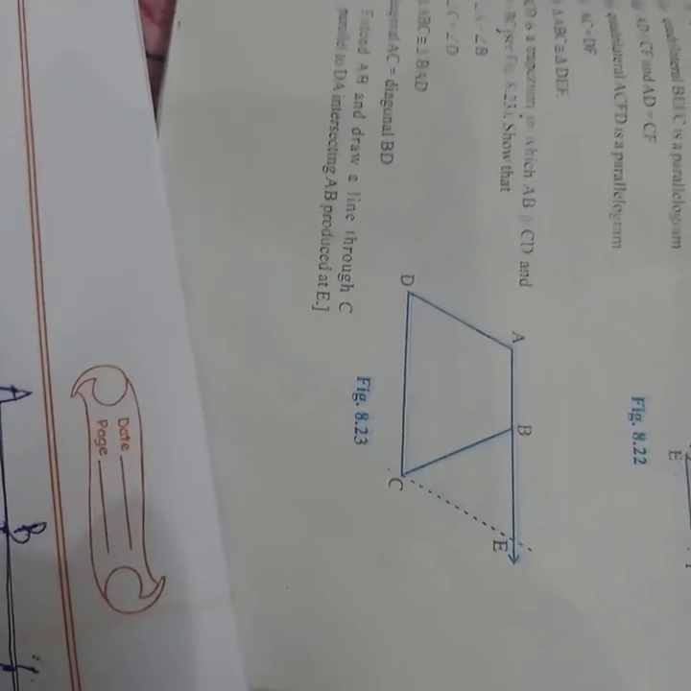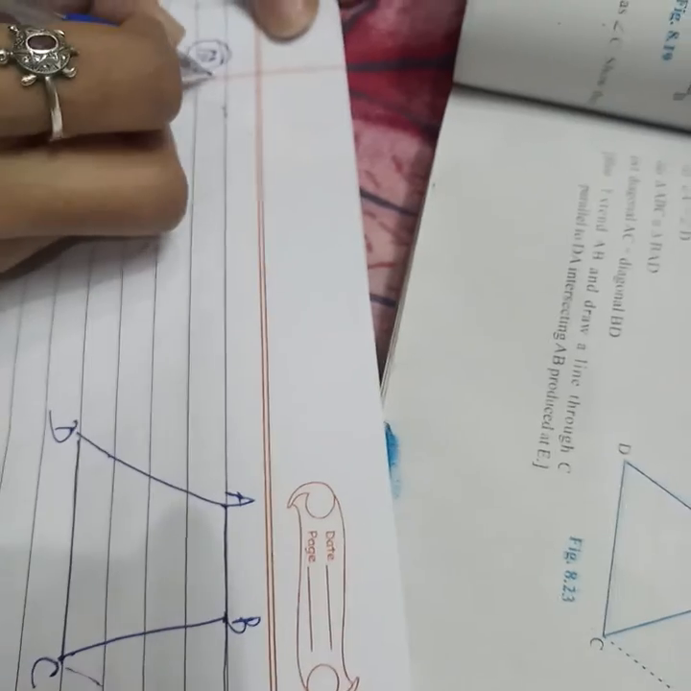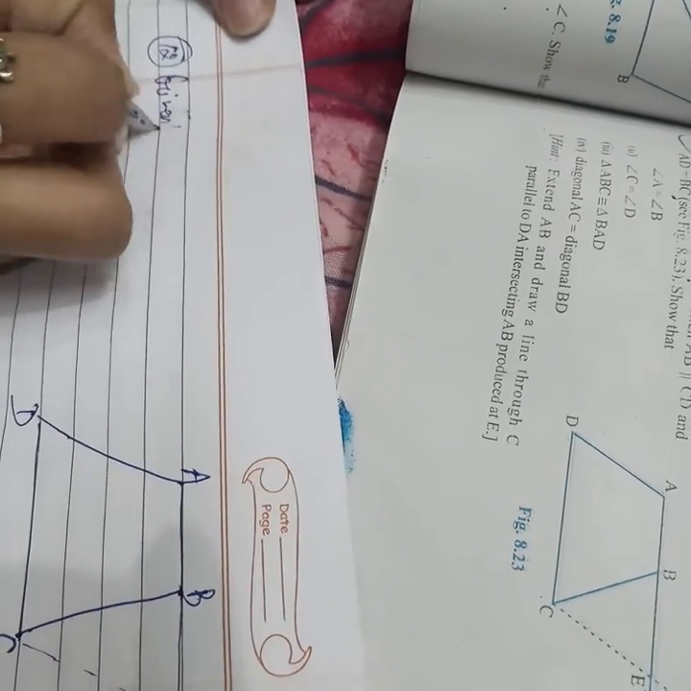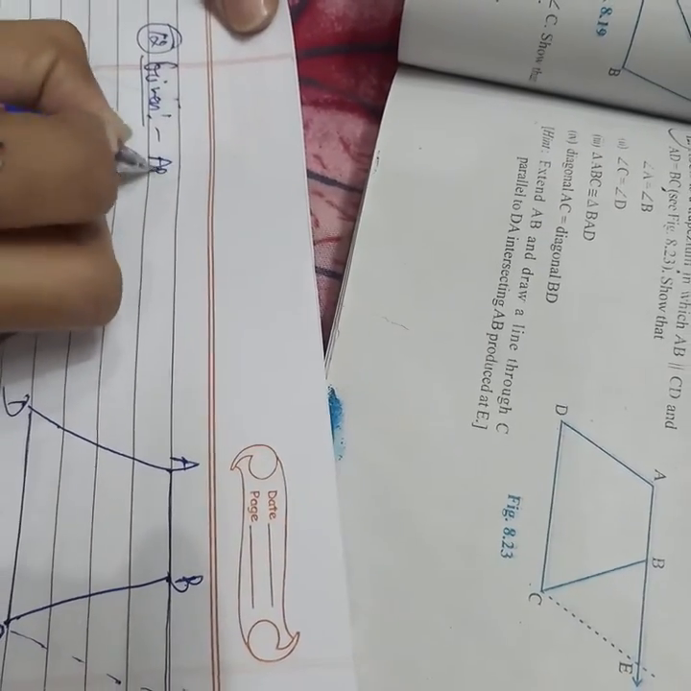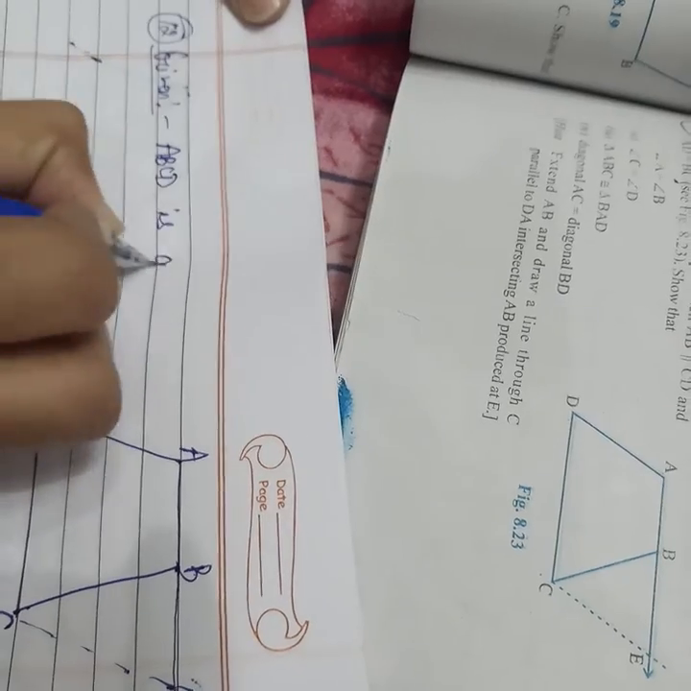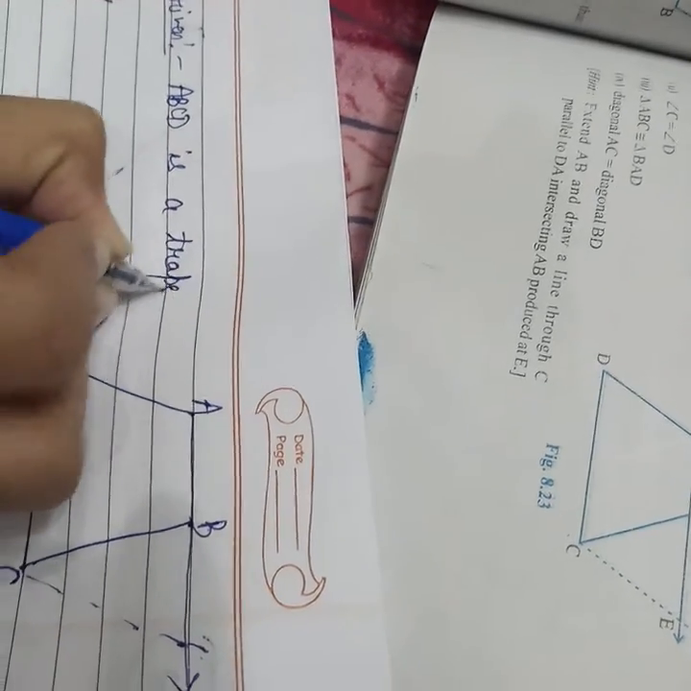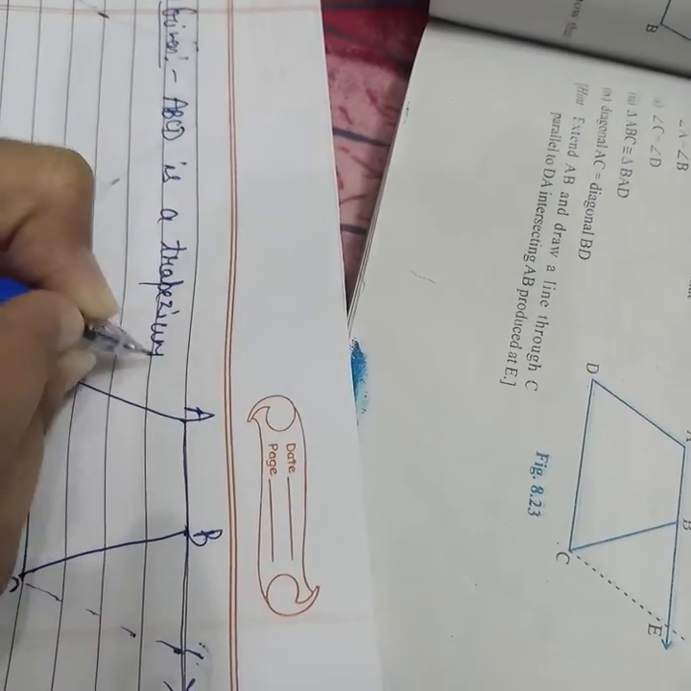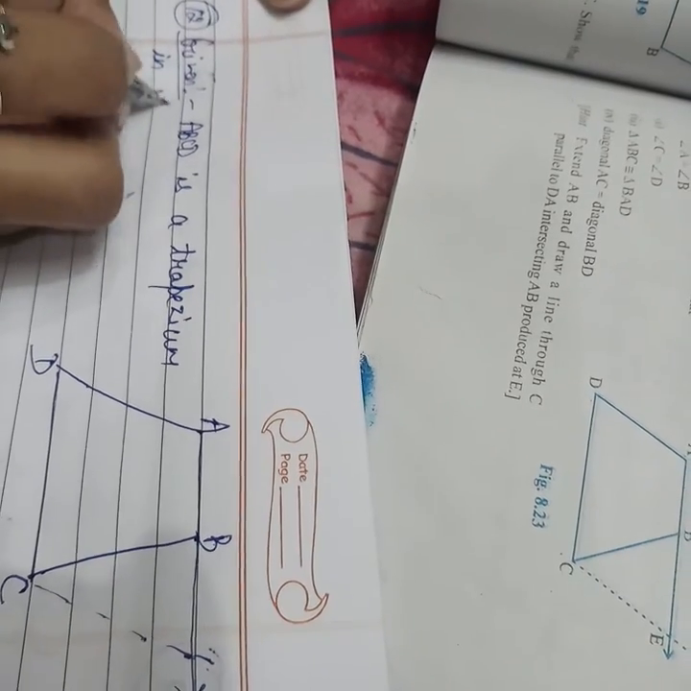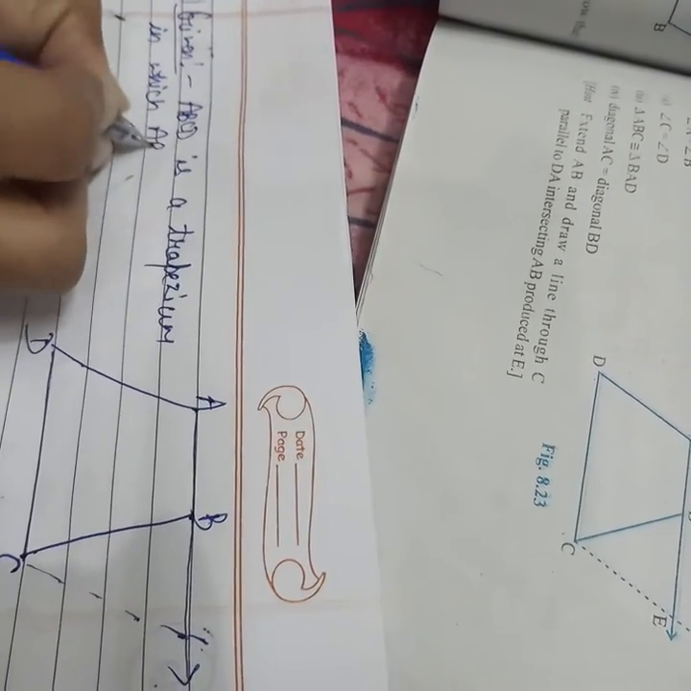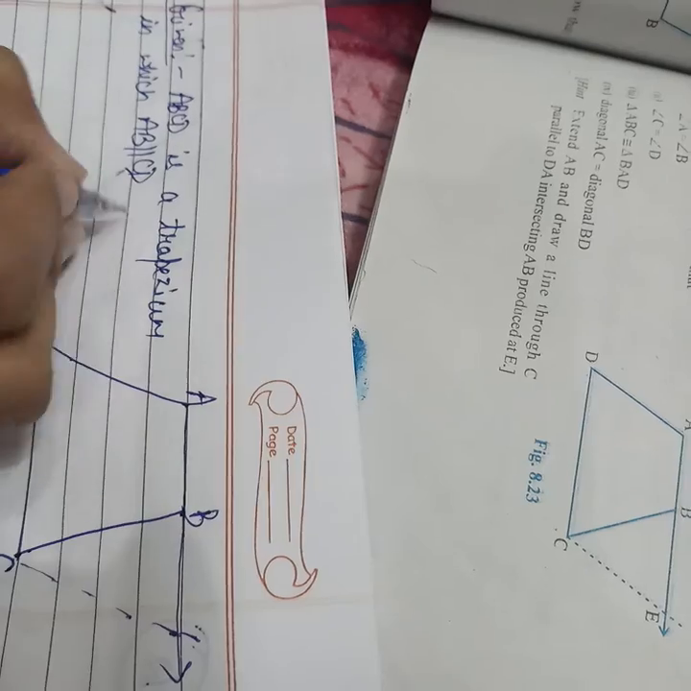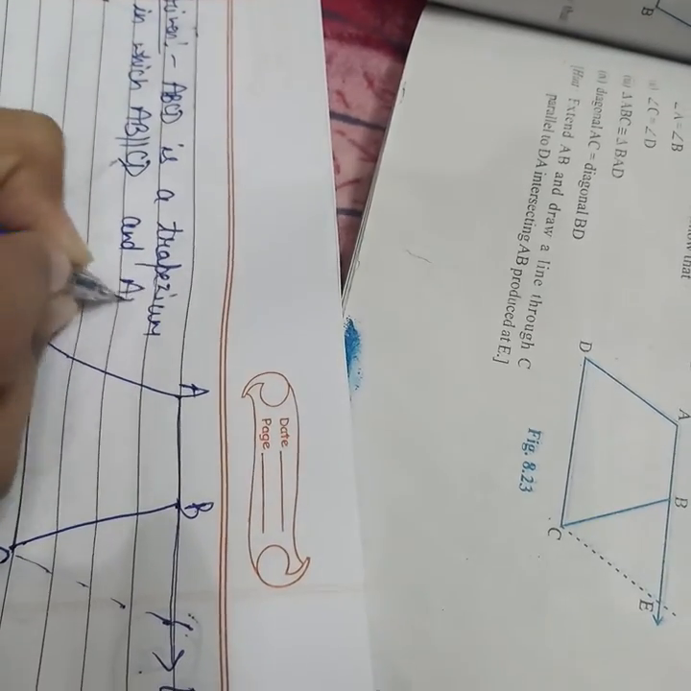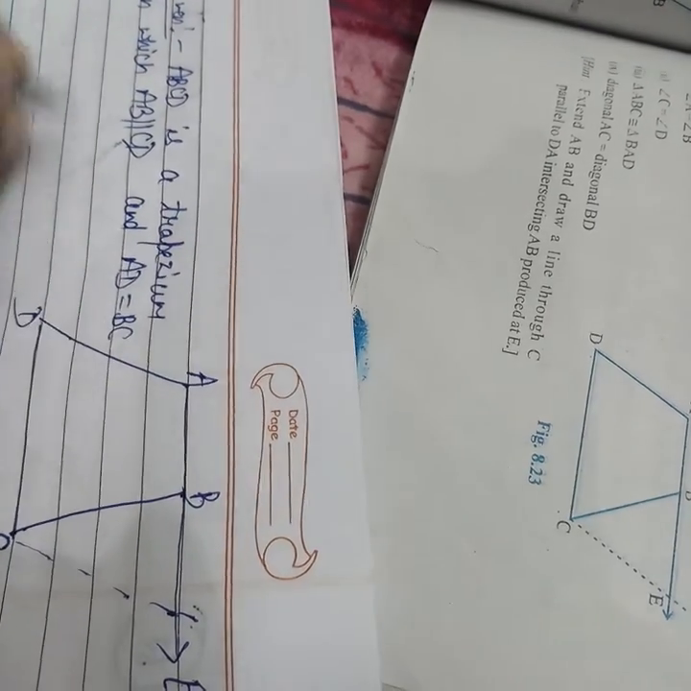Here, given: ABCD is a trapezium in which AB parallel CD and AD equals BC.